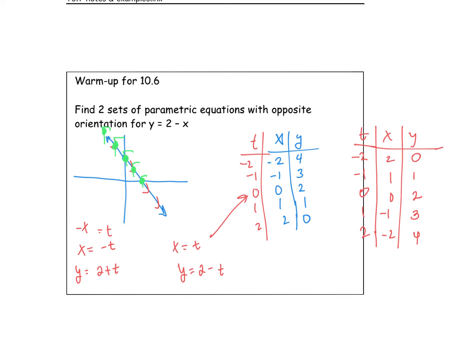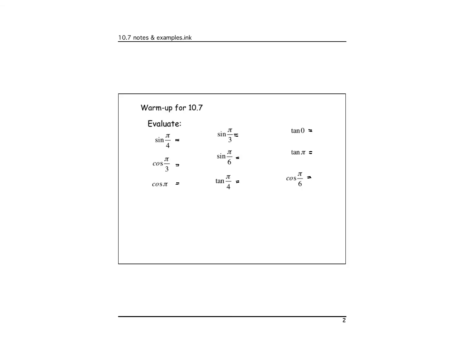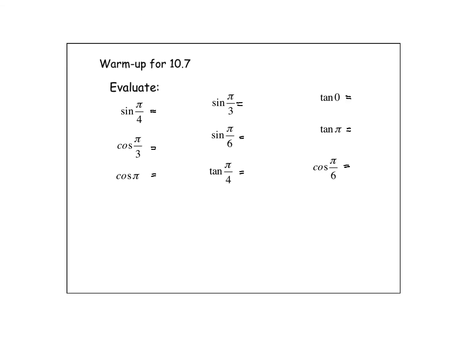The warm-up for 10.7 is a little unit circle review. So I know on Zoom it's hard to call out. Sorry, I'm going to turn my computer again so you can actually see me. But I don't want to fill these in for you. So what is sine of pi over 4? Anybody?